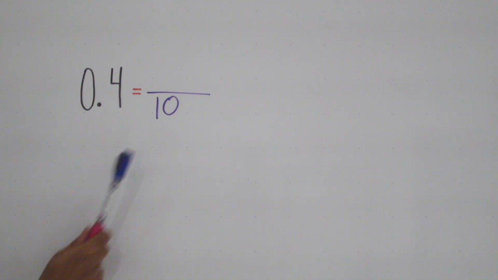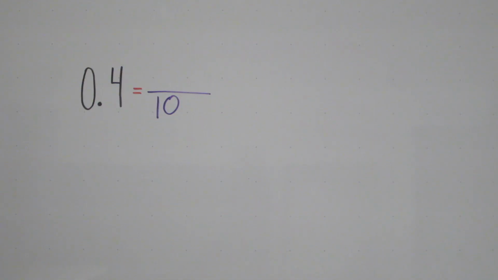Here we have 0.4. Let's write this in fraction form. So the first thing is I need to determine my denominator. To do that, I'm going to count how many numbers I have after the decimal. In this case, I have one number. So this means that my denominator is going to have one 0. So the denominator is 10. And our numerator is going to be the number after the decimal, which is 4. So 0.4 written as a fraction is 4 over 10.